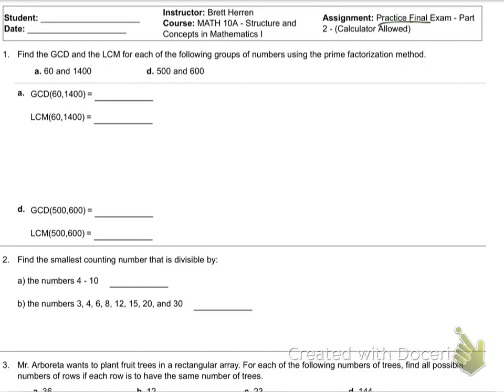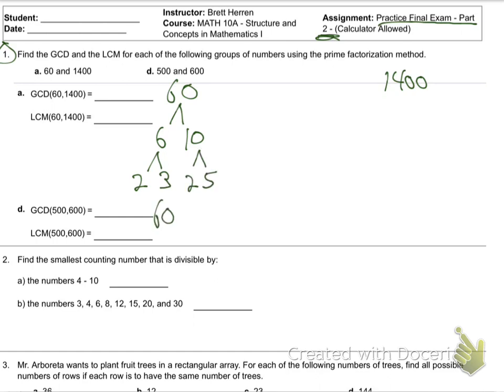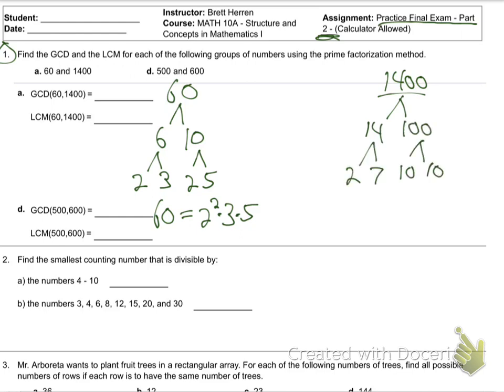So now we're on the practice final exam, part two, question one. We've got 60 and 1,400. And so what we're going to do is break them down to primes, a little factor tree here. 6 times 10, use your calculator if you need to, if you're rusty on some of these. 2 times 3, 2 times 5. So the 60 breaks down to be 2 squared times 3 times 5. Now over here, the 1,400 breaks down to be 14 times 100. 2 times 7, 10 times 10, 2, 5, 2, 5.